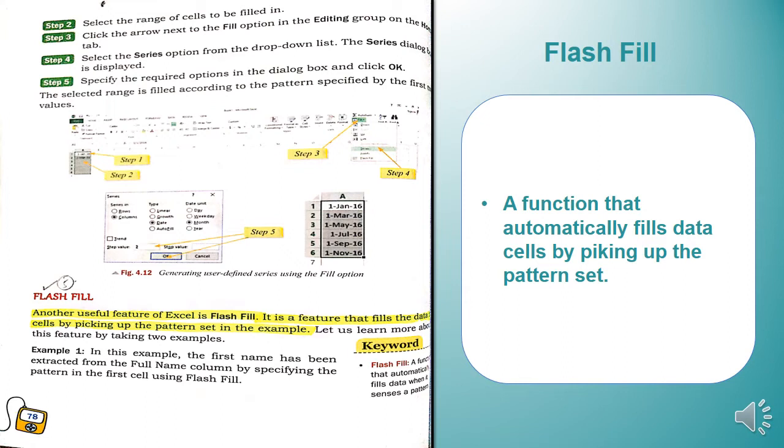As we have discussed autofill previously, now flash fill is another function of MS Excel. A flash fill is a function that automatically fills data cells by picking up the pattern set. Means that here you have to define a pattern and then Excel will fill up all the cells according to this pattern. Now we will read this topic with the help of some examples. So let's move on to the next page.